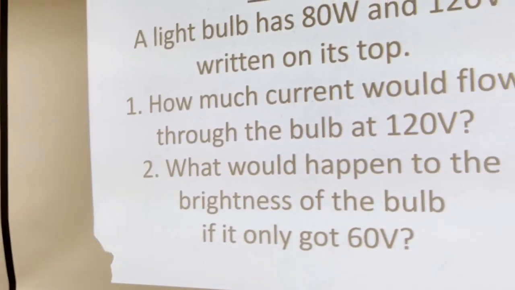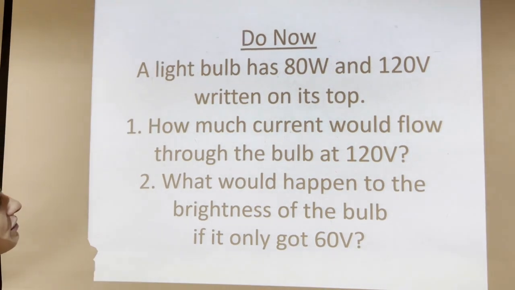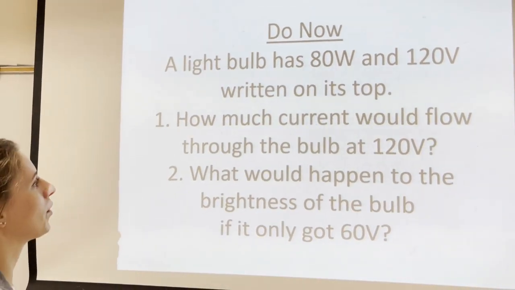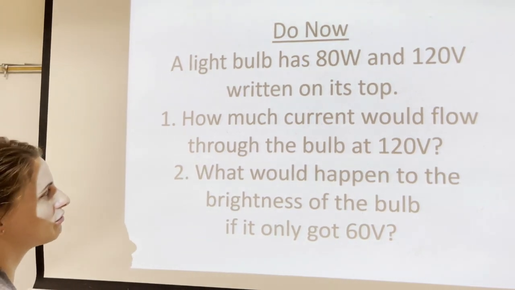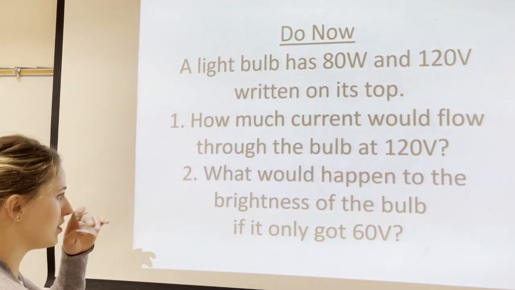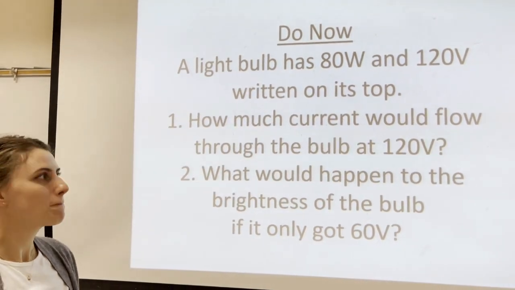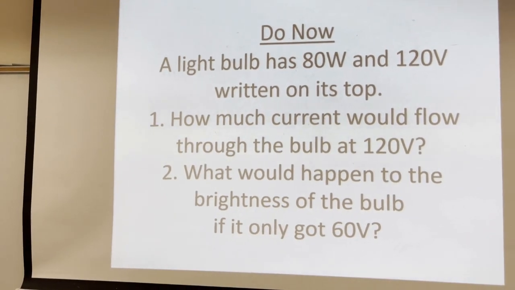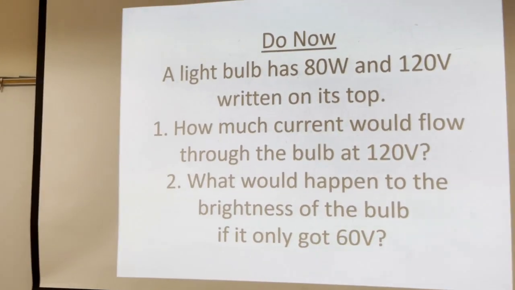Do this now. A light bulb has 80 watts and 120 volts written on its top. How much current would flow through the bulb at 120 volts? What would happen to the brightness of the bulb if it only got 60 volts? So find the equations you're going to need in your notes and do this now. Pause and go.